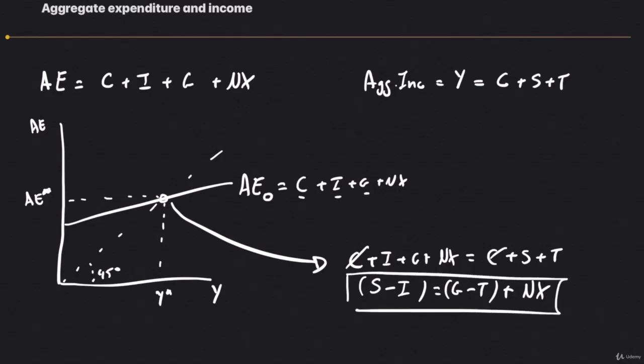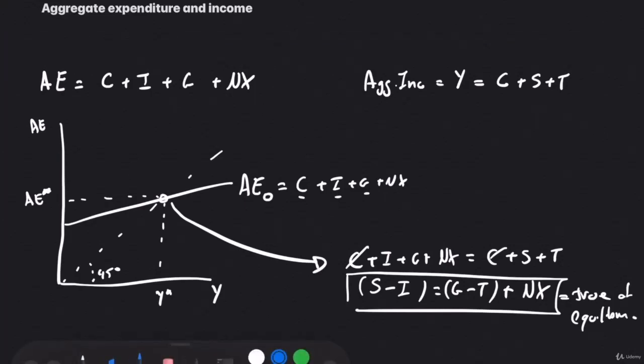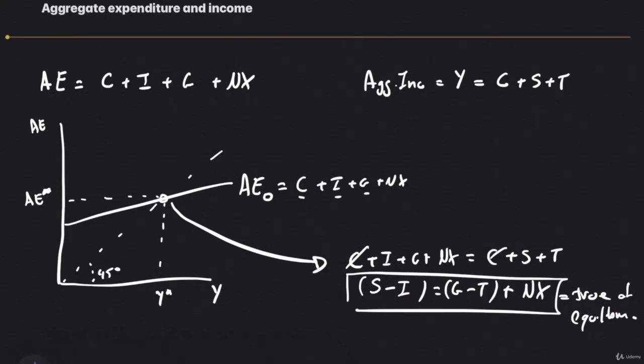This equilibrium, this equality, is only true at equilibrium. Okay? Now let's say hypothetically we have a change in one of these variables, in C, I, G, or NX. We're going to see what determines those changes.